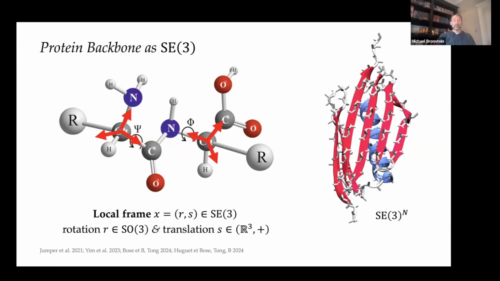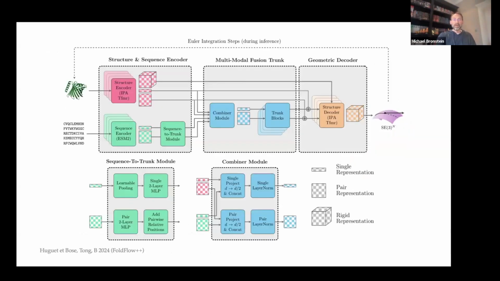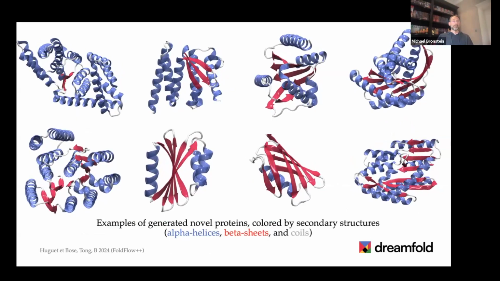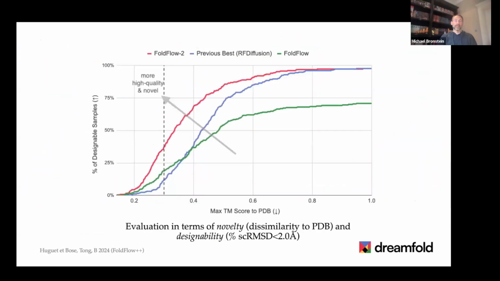Long story short, we can do flow matching on this manifold. So we have an architecture that allows us to generate new proteins, proteins that are diverse and that are designable. This is a comparison in terms of novelty: the distance to the training set, that is the protein database, and the fraction of designable samples that you can refold correctly. You see that here, for example, we significantly beat RF diffusion.